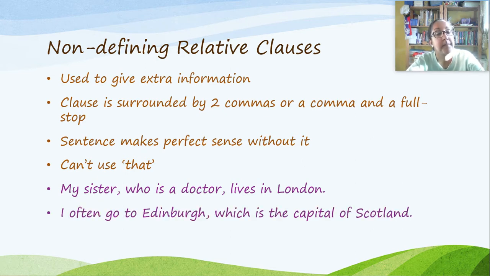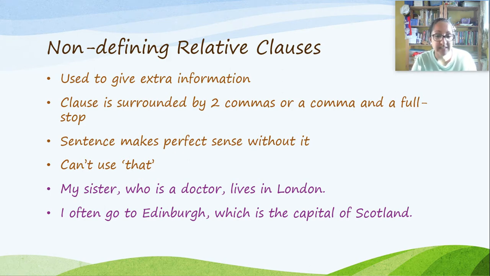Another example. I often go to Edinburgh, which is the capital of Scotland. Which is the capital of Scotland is the non-defining relative clause. That is the extra information. Okay. In this example, the non-defining relative clause has a comma before it and a full stop after it. The sentence makes perfect sense without it. I often go to Edinburgh. Fact. Okay.